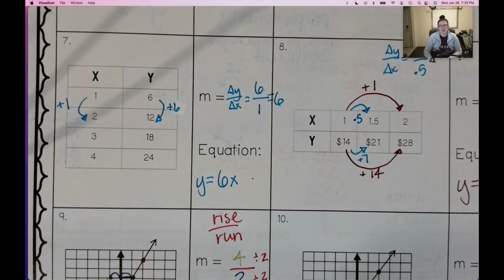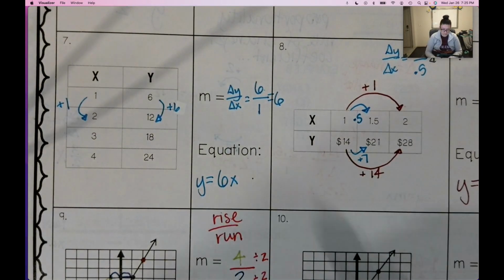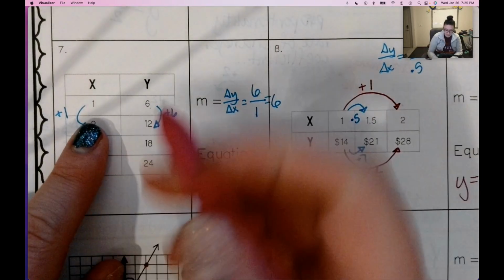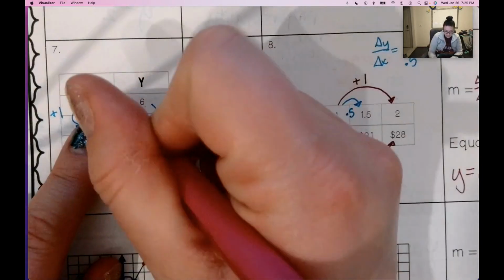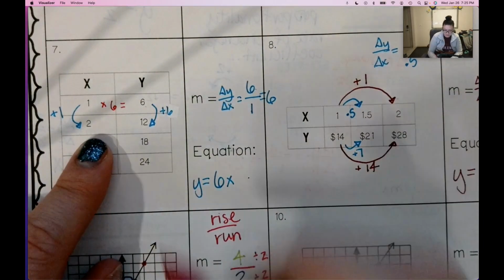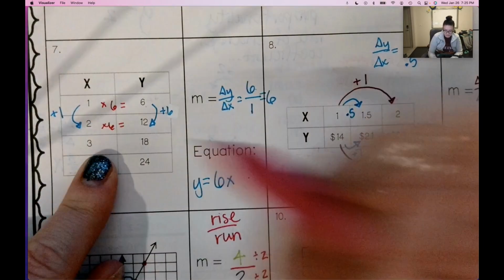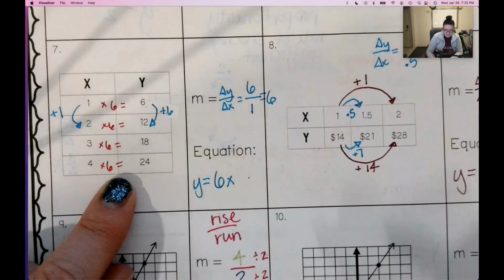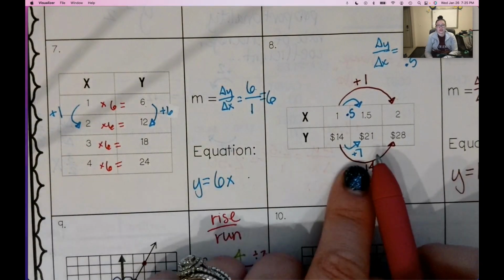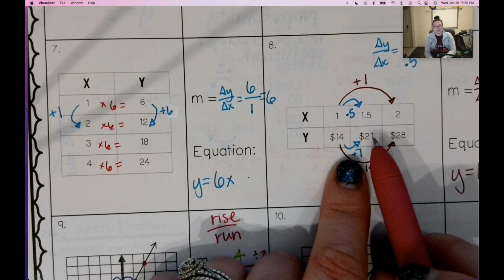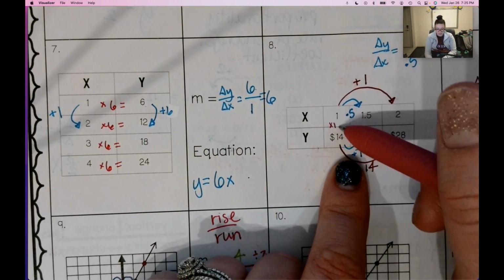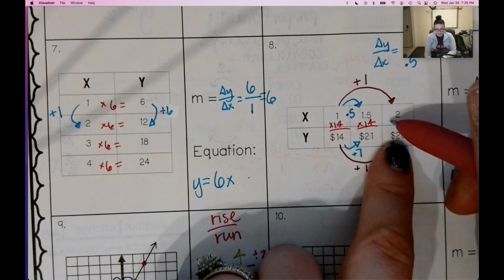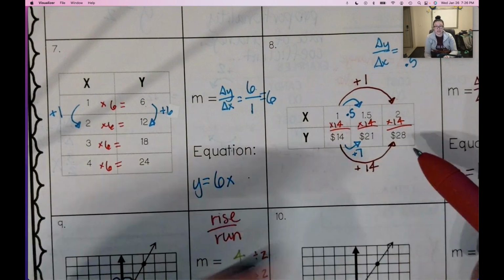Oh, I forgot to show you guys that on this too. So again, I'm multiplying the same number over and over again. So 1 times what gives me 6? 1 times 6 gives me 6. 2 times 6 gives me 12. 3 times 6 gives me 18. 4 times 6 gives me 24. It's a little bit harder to see over here with the decimals, but 1 times 14 gives me 14. 1.5 times 14 gives me 21. 2 times 14 gives me 28.